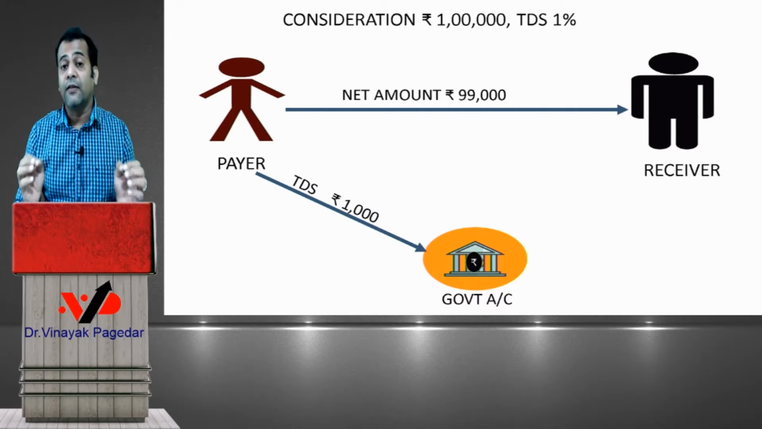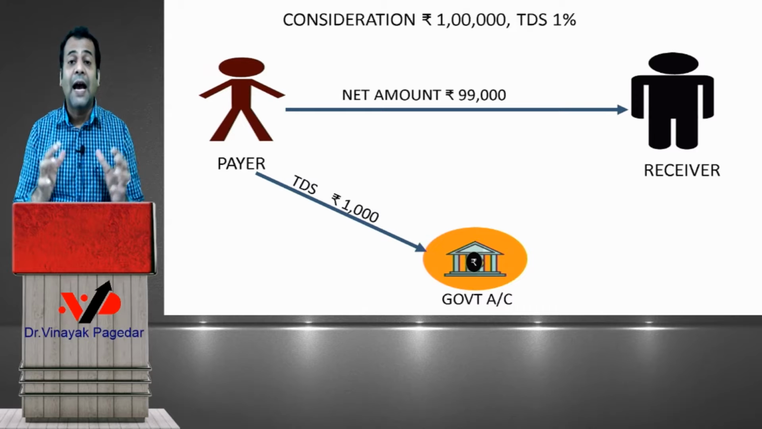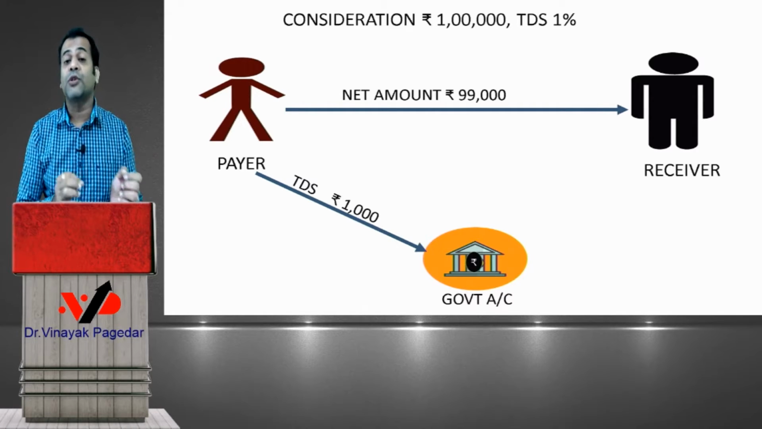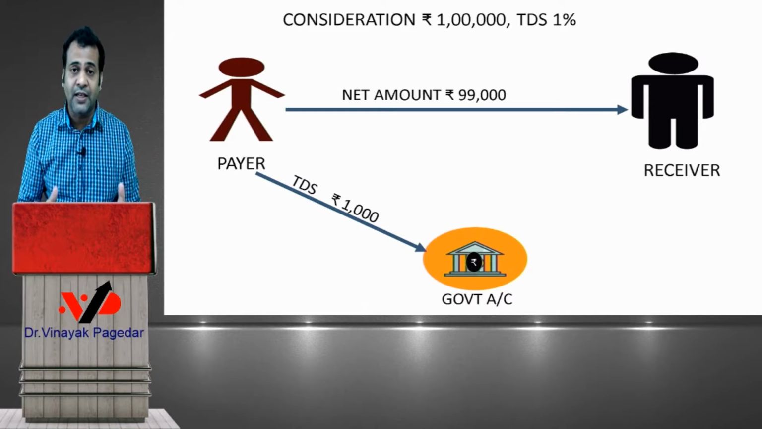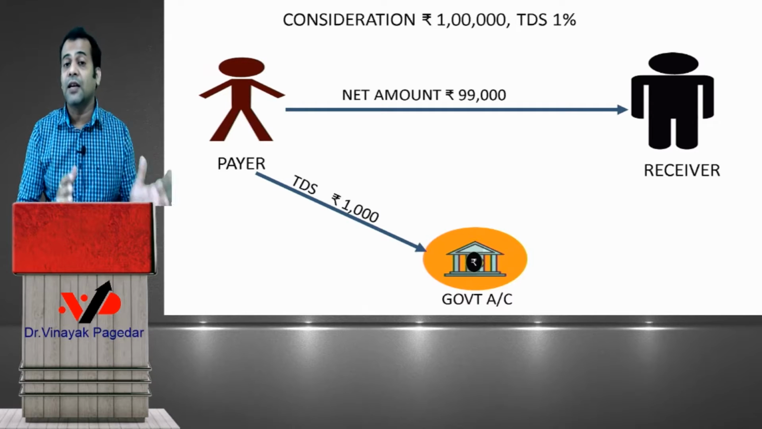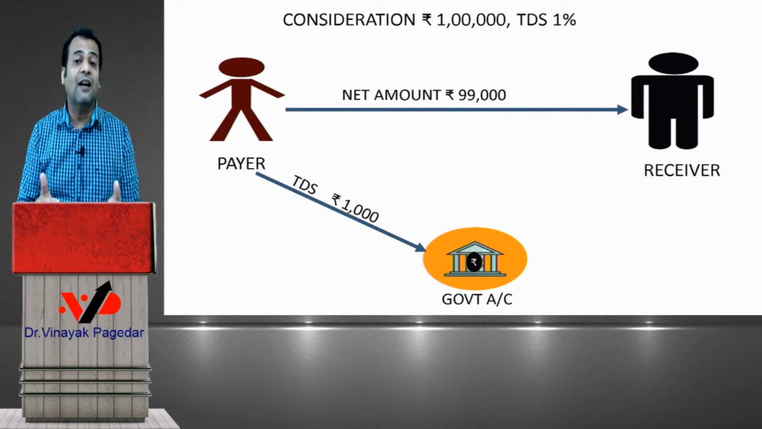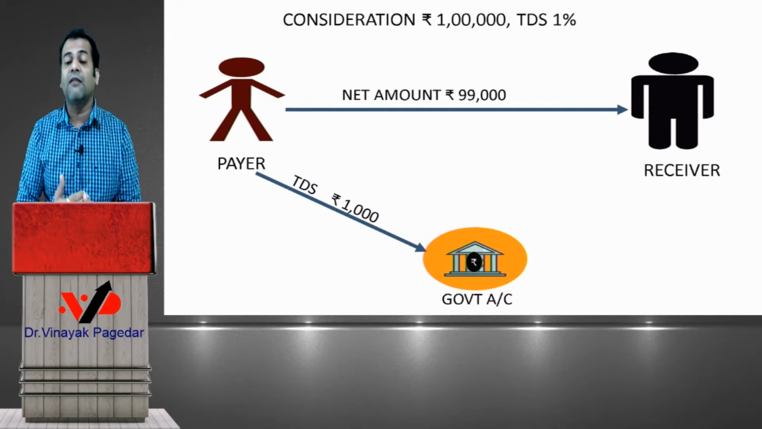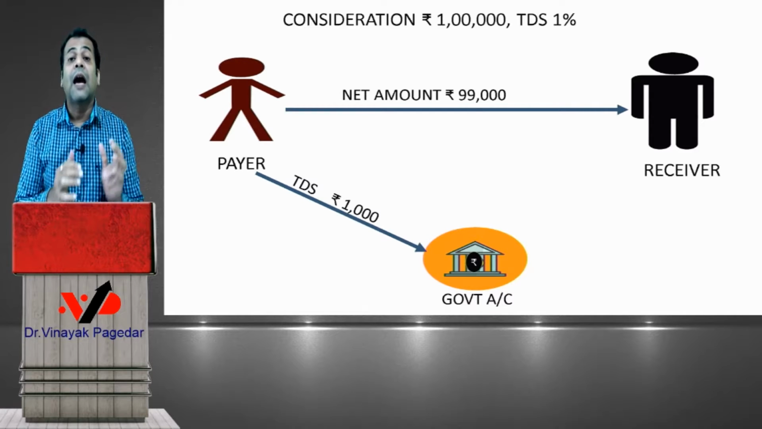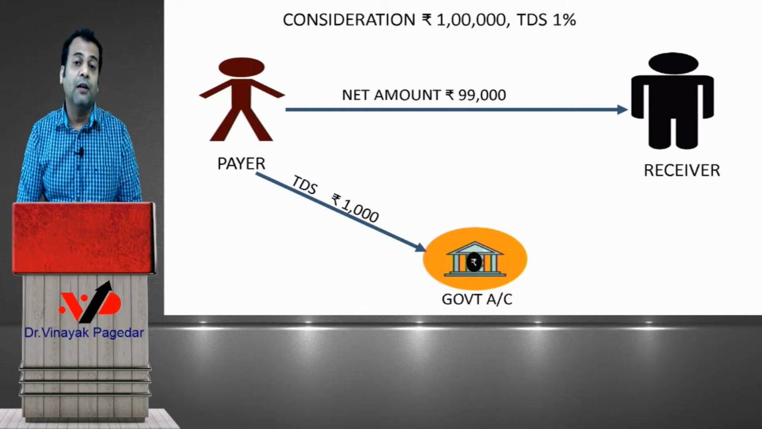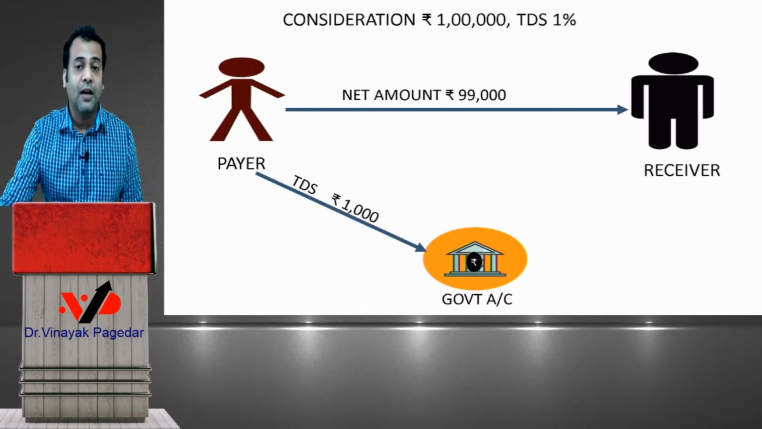Remember, there are different rates of TDS and there are different sections. The rates may vary. The amount which goes into the government account also varies. But in my example, I've taken the consideration at 1 lakh rupees and the TDS at 1%. So tax is basically deducted at source. It is cut from the income of the receiver and deposited by the payer into the account of the government.